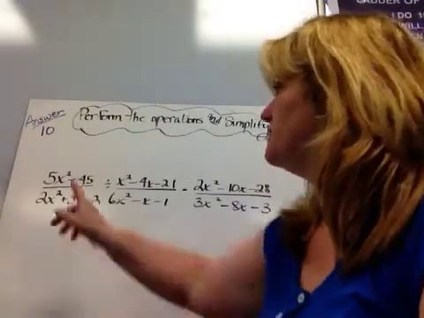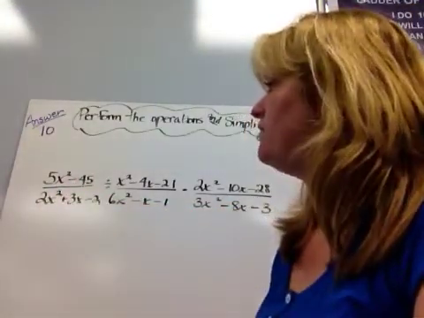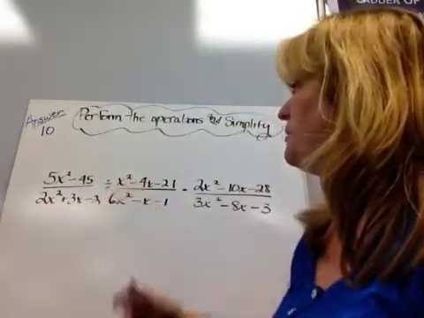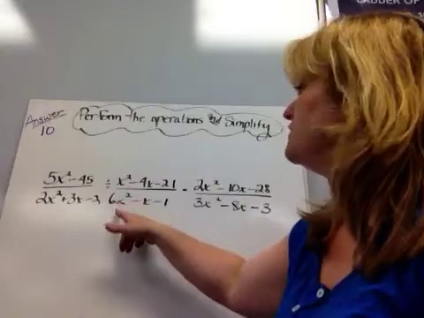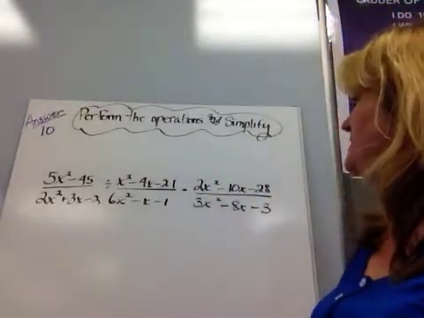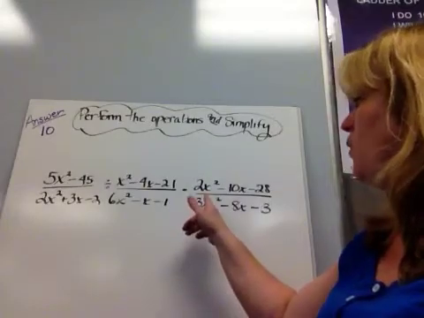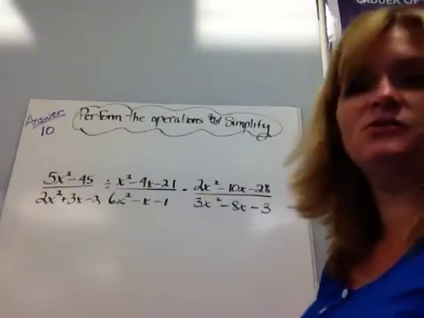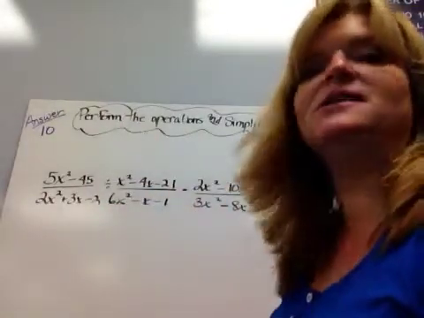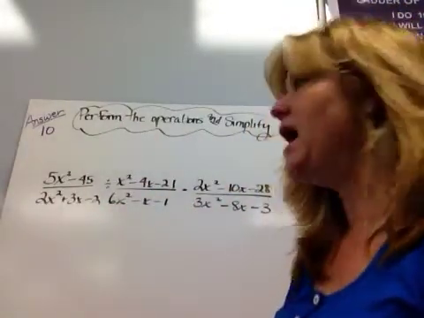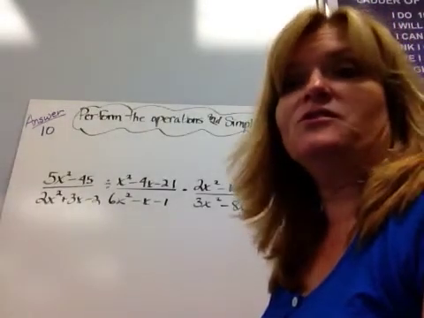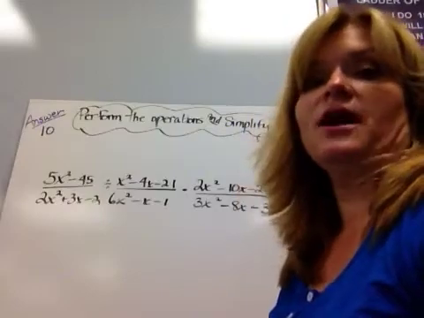All right, so let's go through this. I have 5x squared minus 45 over 2x squared plus 3x minus 2, divided by x squared minus 4x minus 21 over 6x squared minus x minus 1, times 2x squared minus 10x minus 28 over 3x squared minus 8x minus 3. After you copy it down and leave some space, go ahead and do this problem and see if you get 10. If you don't, you can turn this back up and watch me, and I'll show you how to do it.